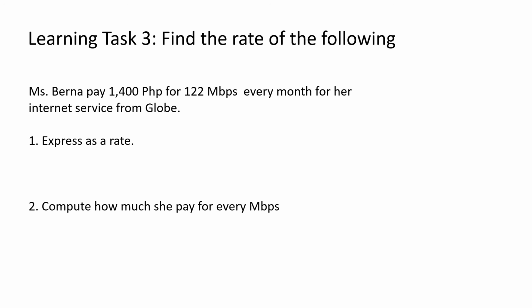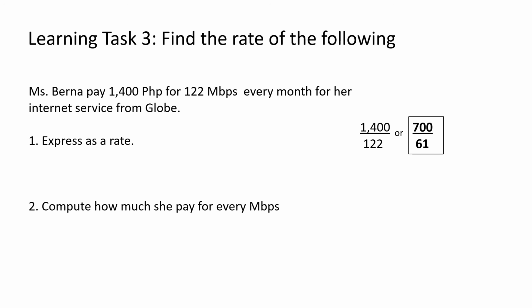Okay, so our answer for number 1 will be 1,400 over 122. But we can still reduce 1,400 and 122. We can reduce it by dividing it by 2. Pareho naman silang even eh. 1,400 is even number and 122 is even number. So, we can still divide this by 2. If we're going to divide that by 2, our answer will be 700 over 61. So, possible pa ba na ma-reduce ang 700? Yes, pero yung 61, hindi na possible kasi yung 700 ay even, and then yung 61 is odd. There's no possibility na pwede pa natin ma-reduce to.